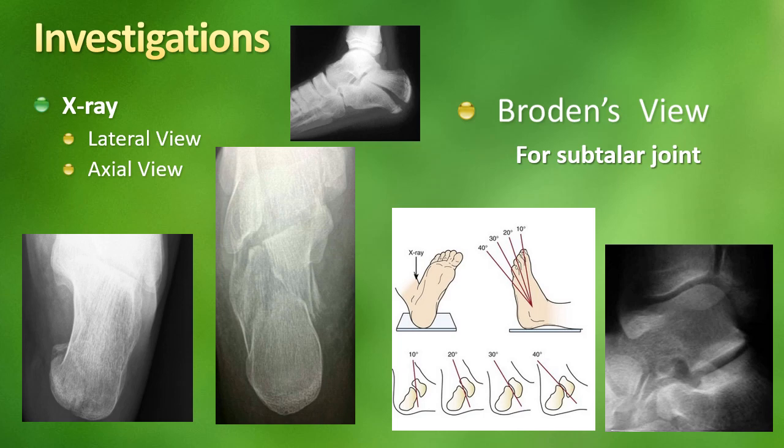Here the patient is supine with the knee slightly flexed and supported by a sandbag. The foot rests on the film cassette in neutral dorsiflexion. Then the entire lower leg and foot is internally rotated by 45 degrees. The X-ray beam is directed towards the lateral malleolus and four films are obtained at 10, 20, 30 and 40 degrees of cephalic tilt. Now the CT scan can easily see the subtalar joint. So nowadays these Broden's views are no more used.